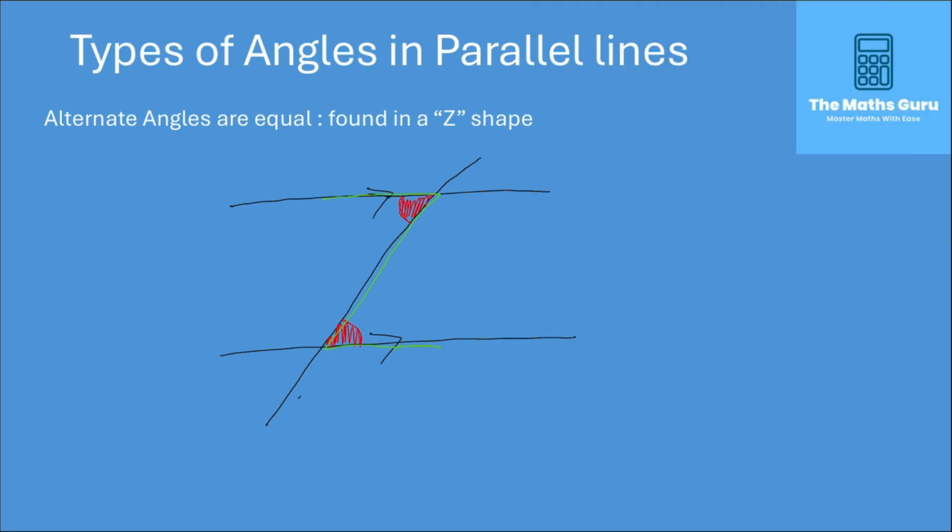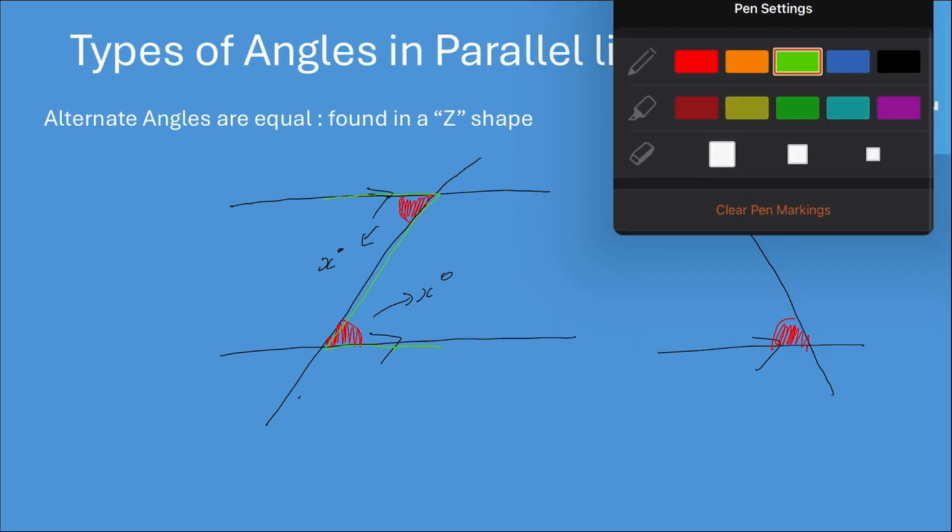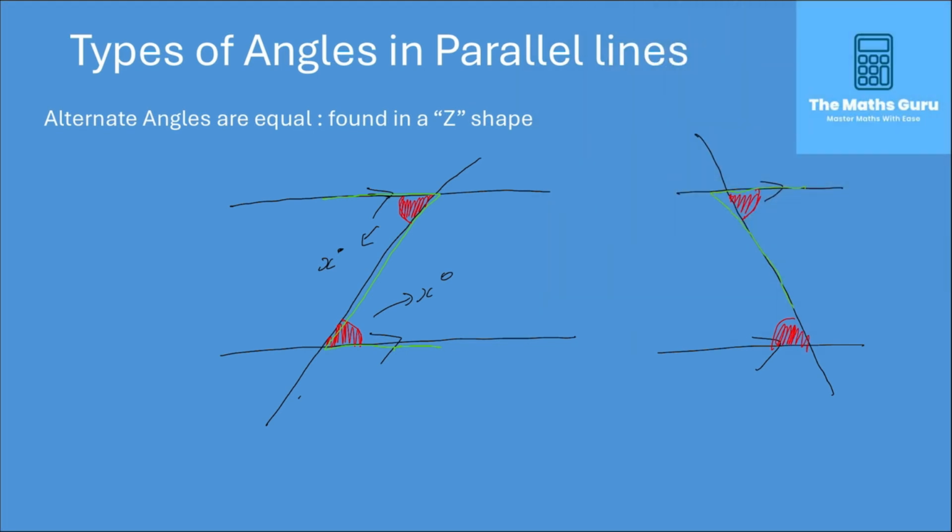So these two angles, called x degrees and x degrees, are always going to be equal when they are found in a Z shape going like that. Also, we can have it going the other way. So if I draw this again, and say the line's going like this, this angle and this angle will also be equal because of the Z formed this way.